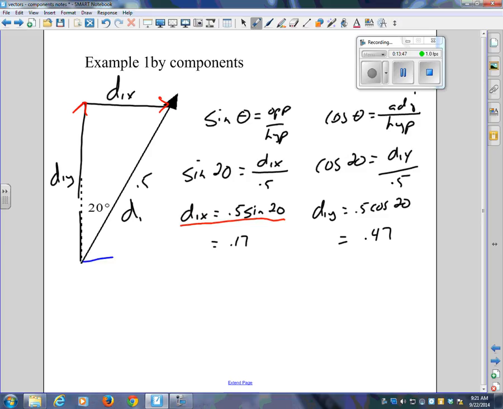You're right. So if that's 20, then this one over here is going to be 70, right? And now the d1x is adjacent to the 70, right? So don't get that idea in your head that the x is always the sine. In fact, more often than not, the x is the cos. Just the way things are drawn.